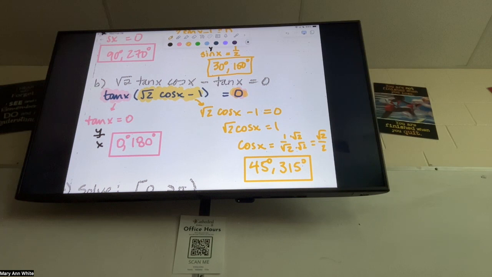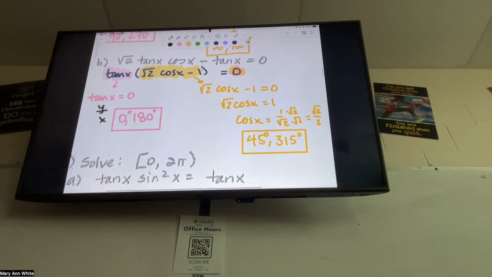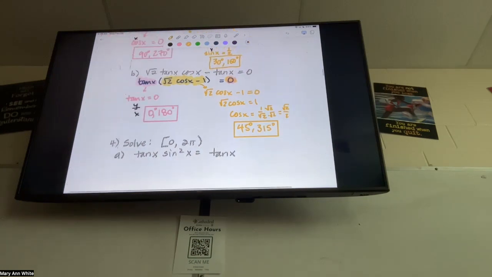All right, we got a little bit more time. We're gonna do basically these same problems, but the next set, do you see how it says solve 0 to 2 pi? What do I want my answers in this time? Radians. Radians, we want radians. Okay. I wanna do letter A now. Yeah, we can do letter A, okay.